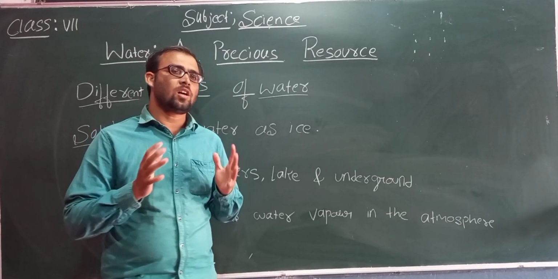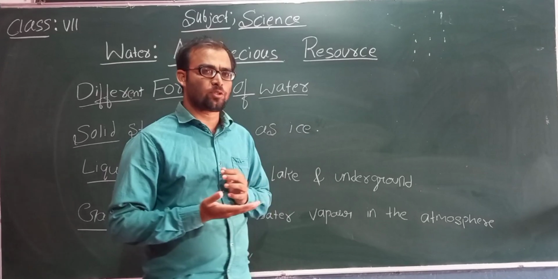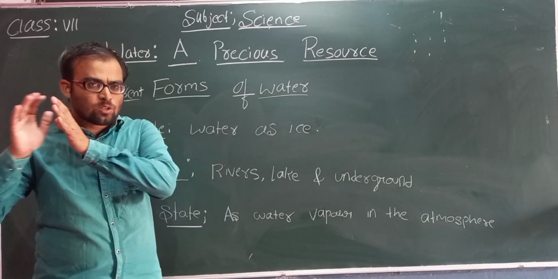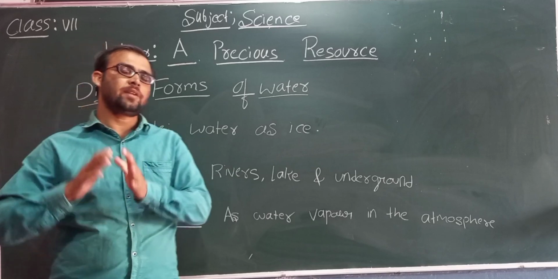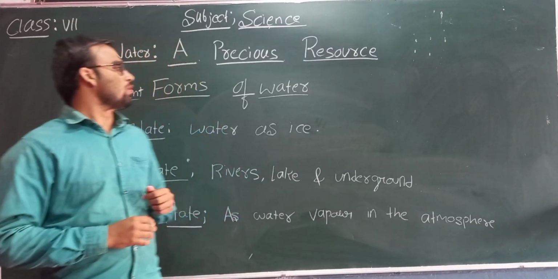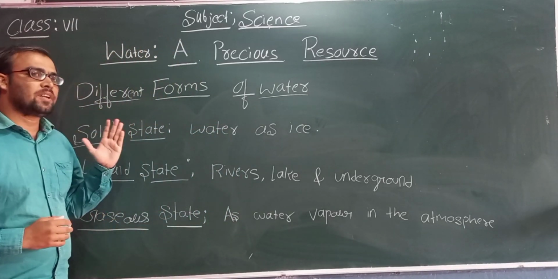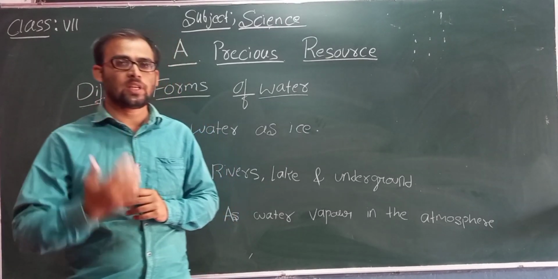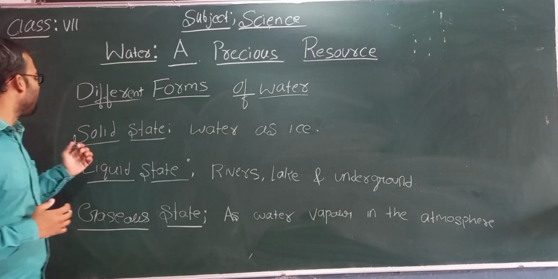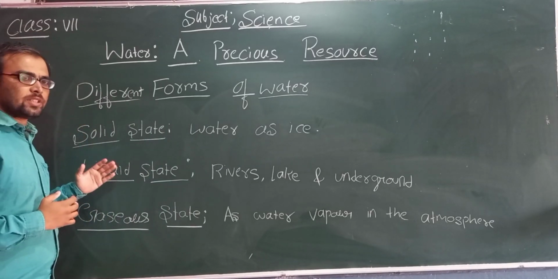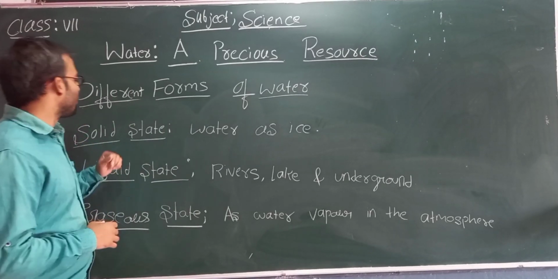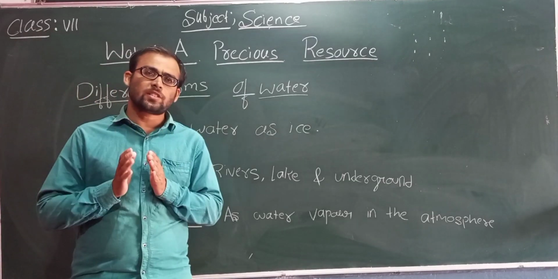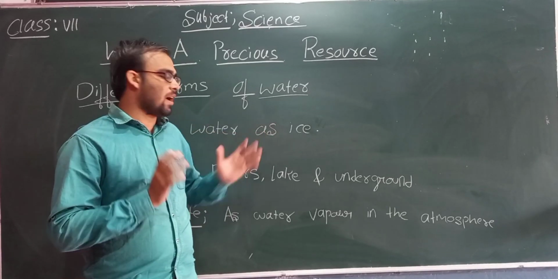Students, water is not present in only one state. On the earth, water is not present in only one form. It is present in many forms. Now we shall discuss the different forms of water present in nature on the earth. We know these states: solid, liquid, and gas. First we will see the solid state. In the solid state, water is in the form of ice.